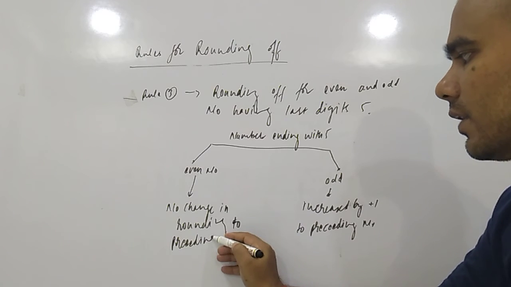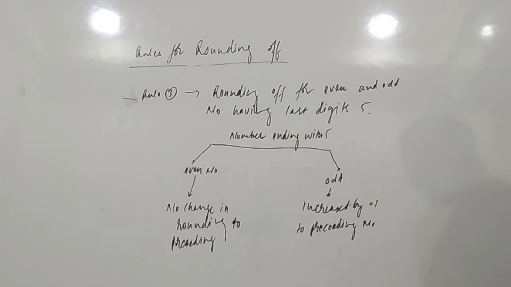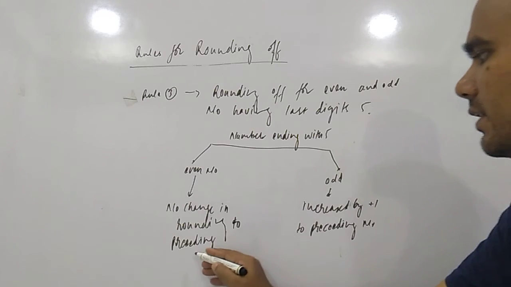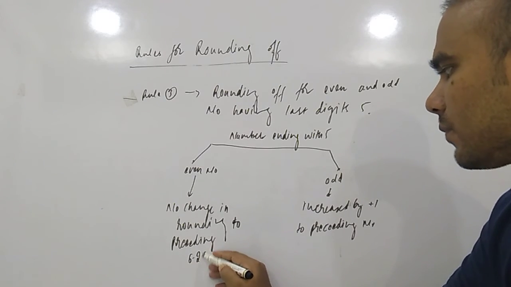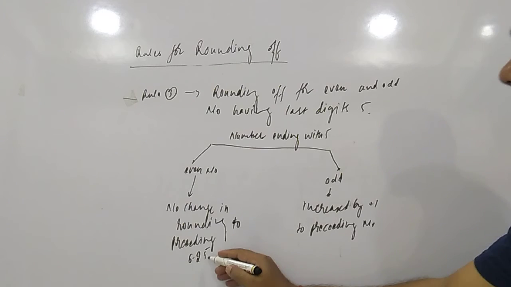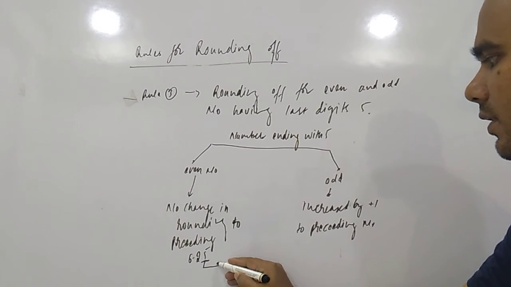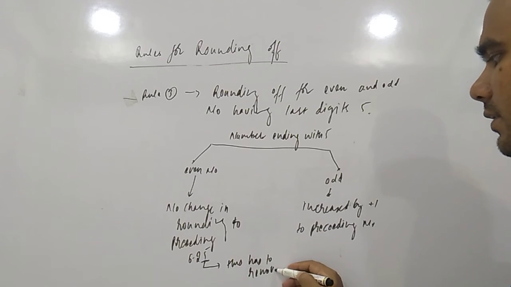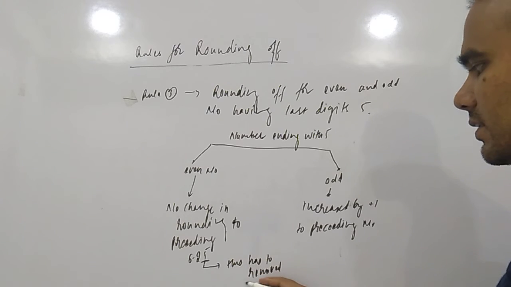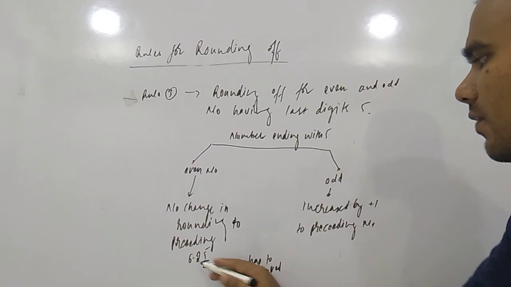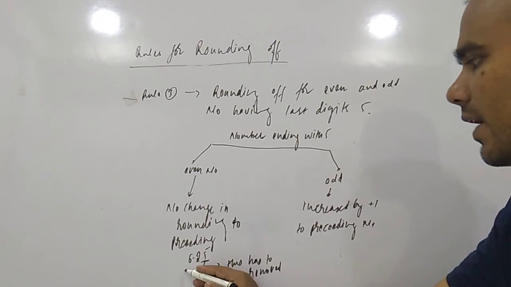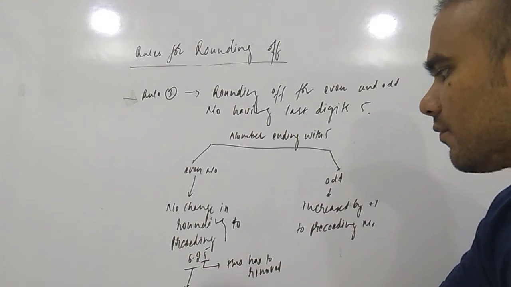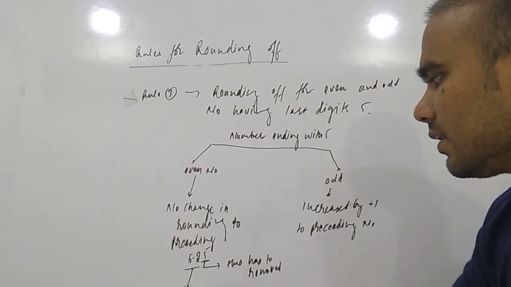Now we have to understand this with an example. See, one example I am taking here: 6.25. This last 5 has to be removed, and the preceding number is 6 2. 6 2 is an even number. So the rounding off will be 6.2. This is our answer.